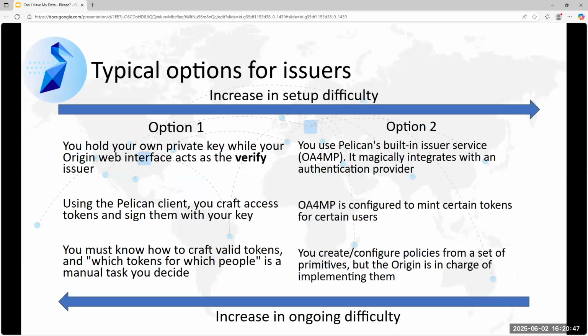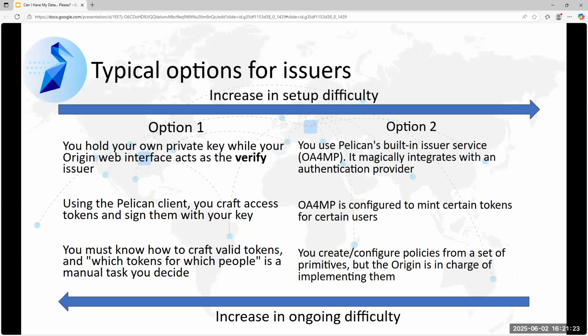All right. So in Pelican, we provide two different flavors of how to set up, manage and run this issuer. The first is easier to set up, but harder to maintain on an ongoing basis. This is where you, the person who has some stake in the objects that are federated through your object store, hold on to your own private key. Now, this means that you have to know how to create tokens, which, as we discussed earlier, can be a confusing thing to know how to do. And if you make mistakes, it's even more confusing to figure out what you did wrong.